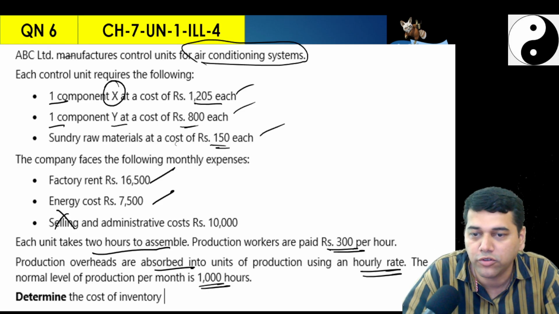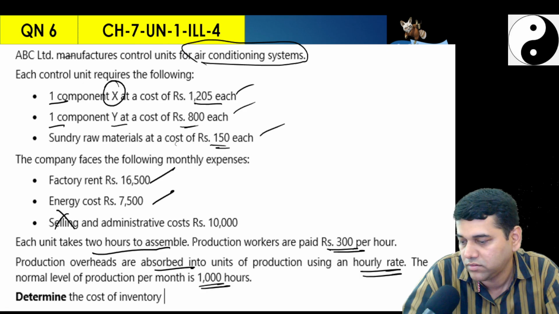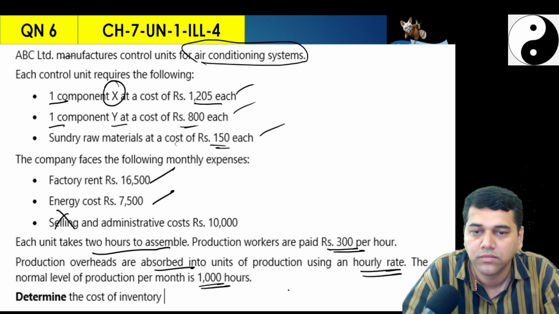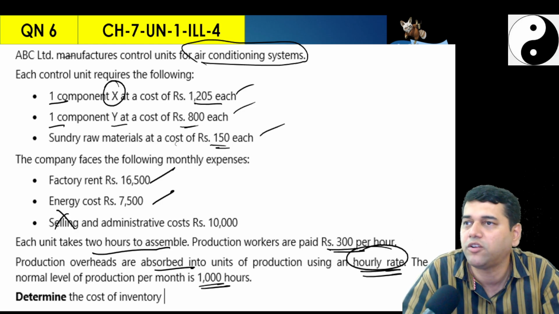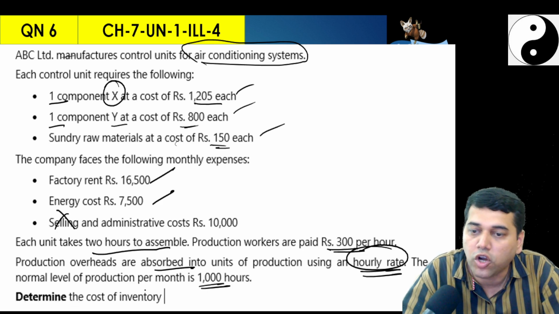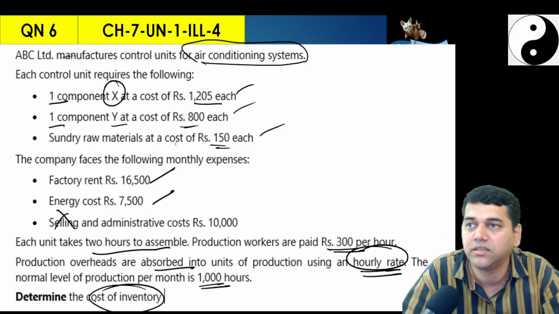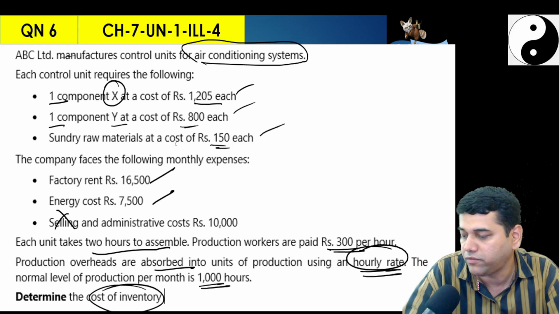And what is your normal hours? Okay, what is your capacity? Sorry, have they told you? Wait, but each production overheads will be on hourly rate. No, they said on hourly rate. Now, what is your cost of inventory here? Okay, so what does my cost of inventory include?